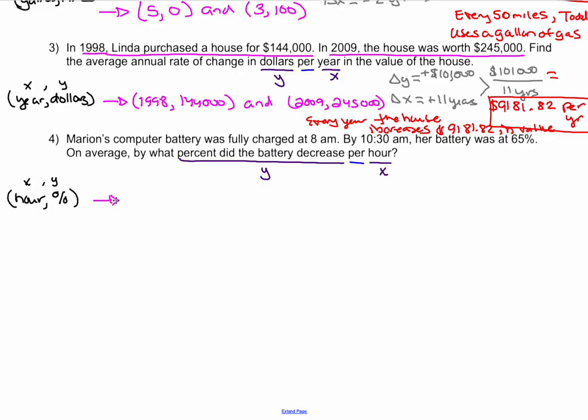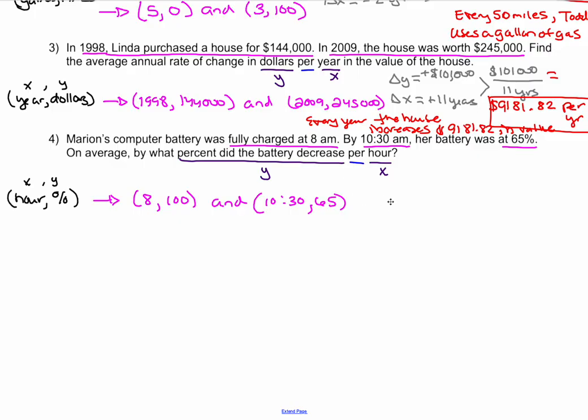So our coordinates. It says Marion's computer was fully charged at 8 a.m. So the time was 8 a.m., and the charge was 100%. And at 10:30 a.m., her battery was at 65%. So the hour is 10:30. We have to remember time is not out of 100 minutes. It is out of 60 minutes. So be careful about the timing. And then it's at 65%.